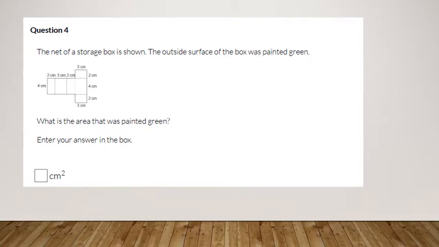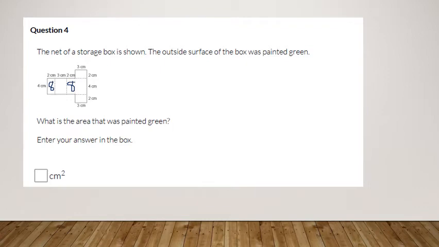Okay, the net of a storage box is shown. The outside surface of the box was painted green. What's the area that was painted green? We're going to find the area of each of these boxes again. The first one I'm going to look at is this box that's 2 by 4. I know in my mind that 2 times 4 is 8. So I can write that there, and I see another one of those boxes right there.